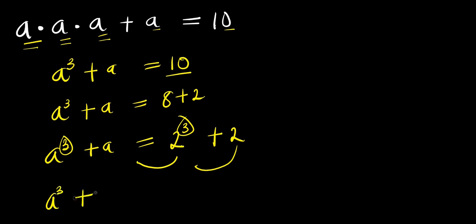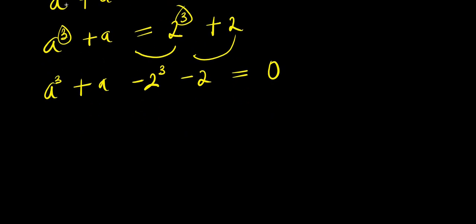So let's move this over here. We have a to the power of 3 plus a. This becomes minus 2 to the power of 3, this is minus 2, equals 0. So from here, let's group that: a to the power of 3 minus 2 to the power of 3, then we have plus a minus 2 equals 0.